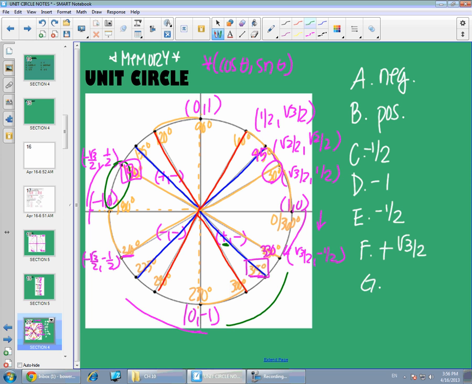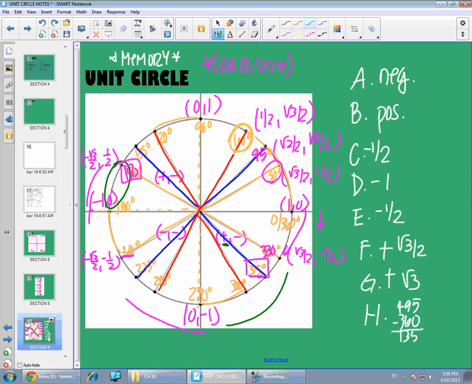Example G says tan of negative 300. So again, negative is going to go backwards. 300 is going to land me all the way up here at 60 degrees. Okay, so I'm up here at positive 60. First quadrant, everything is positive. The tangent of 60 is the square root of 3. And example H, cosine of 495. Remember, when it's over 360, you need to subtract that.